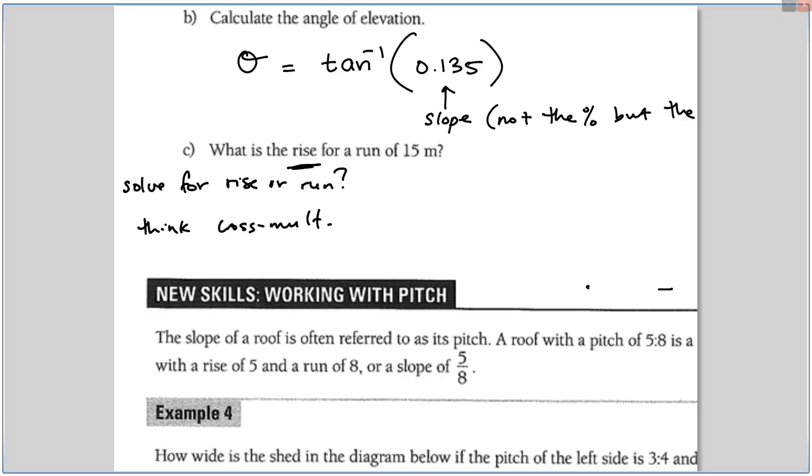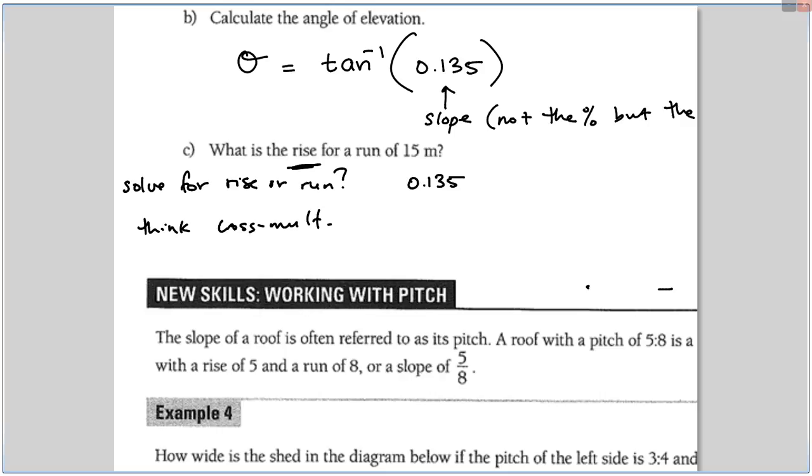So then I would jump to my formula sheet. Everybody knows what it is. It's not the run over the rise, which some of you did on the test yesterday. It's the rise over the run, and the slope's on the other side. Slope on the other side is 0.135.